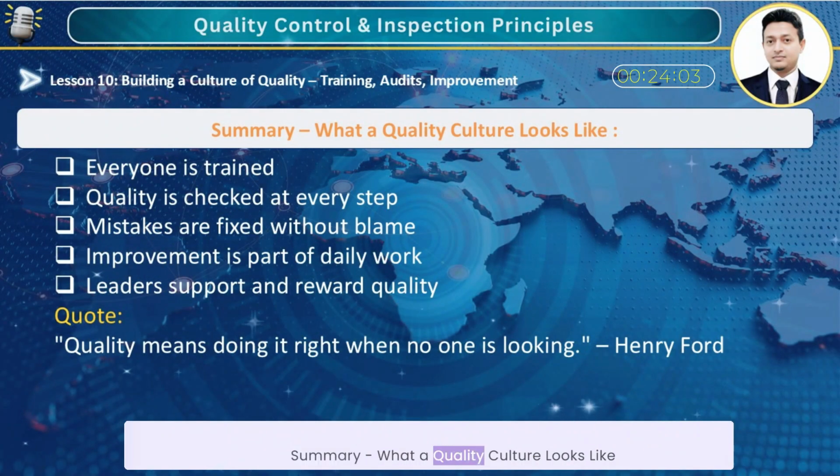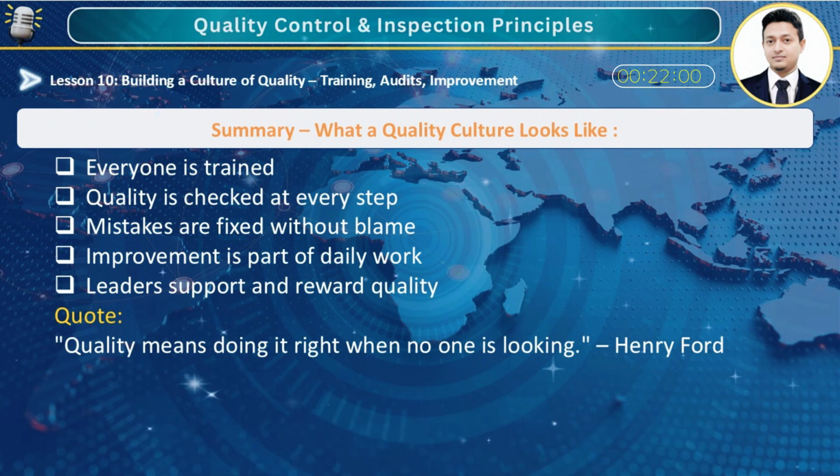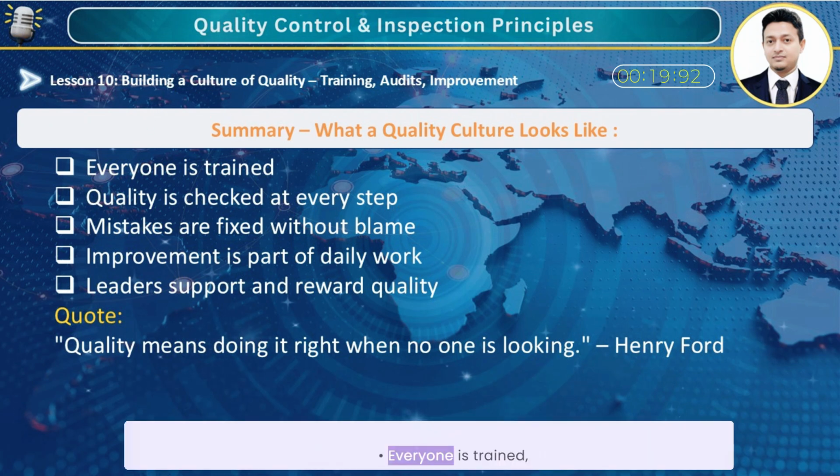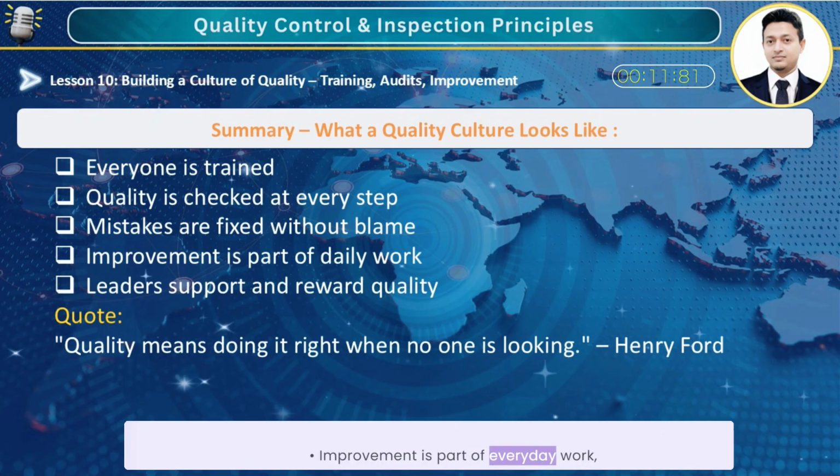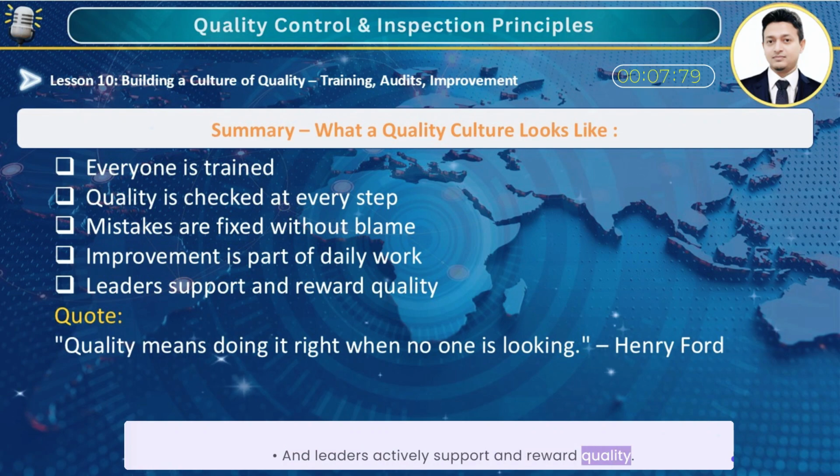Summary: what a quality culture looks like. Everyone is trained. Quality is checked at every step. Mistakes are fixed without blame. Improvement is part of everyday work. And leaders actively support and reward quality. Remember this powerful quote by Henry Ford: Quality means doing it right when no one is looking.